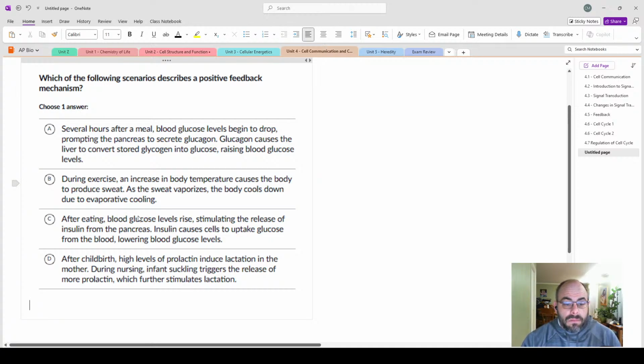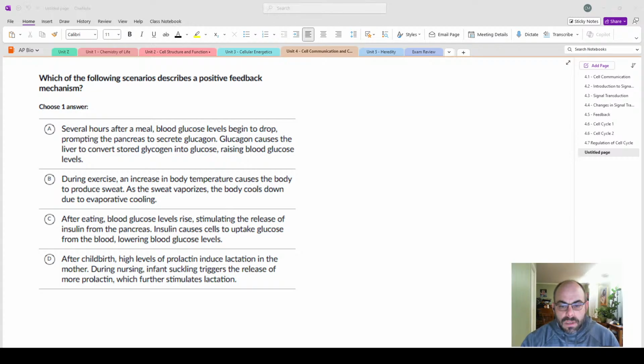After eating, I'm not even going to read all that because it's just the opposite of this one. After childbirth, high levels of prolactin induce lactation in the mother. During nursing, infant suckling triggers the release of more prolactin, which, boop, D. That is the correct answer. I literally gave you that example in class. That's why examples are important, by the way. You see them all the time, the same ones, over and over again.